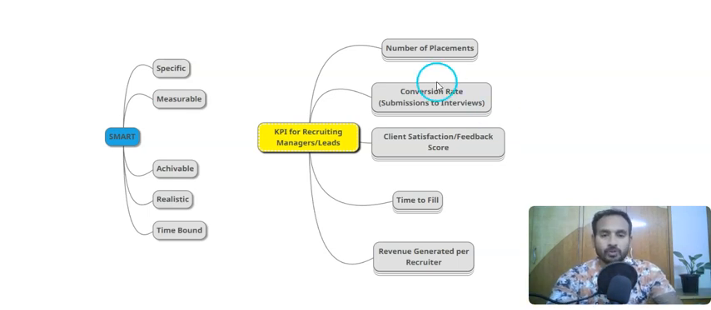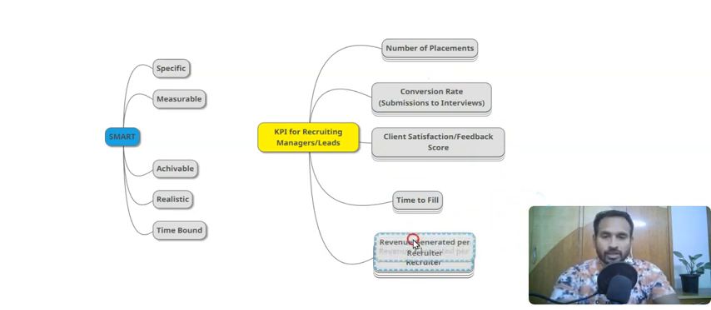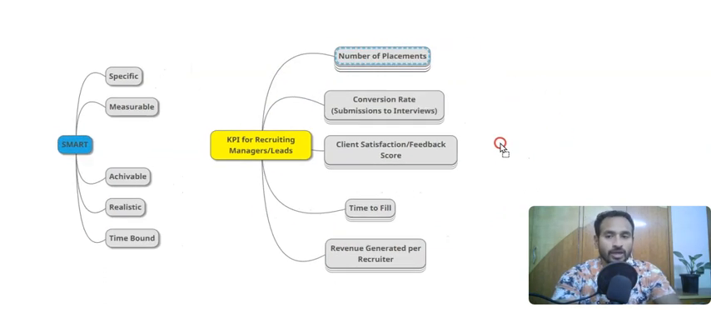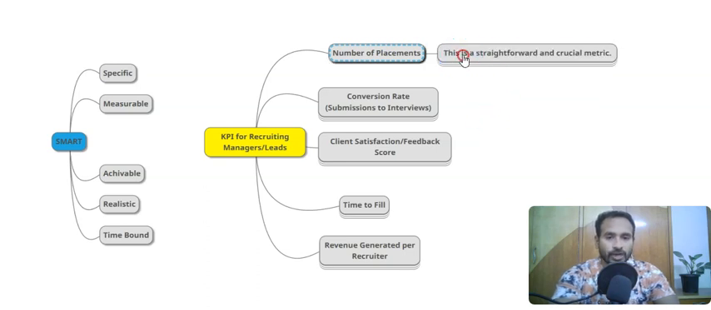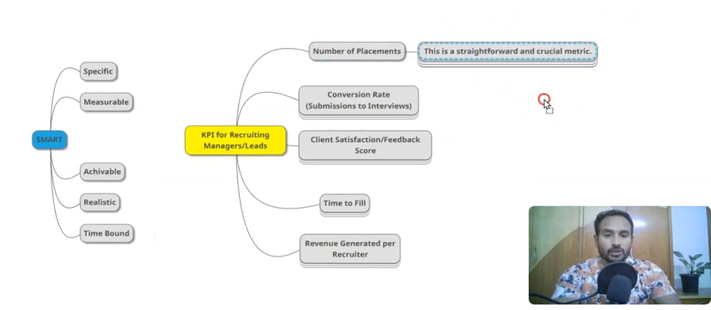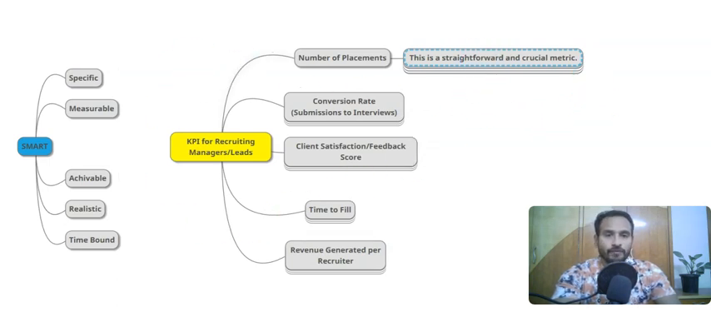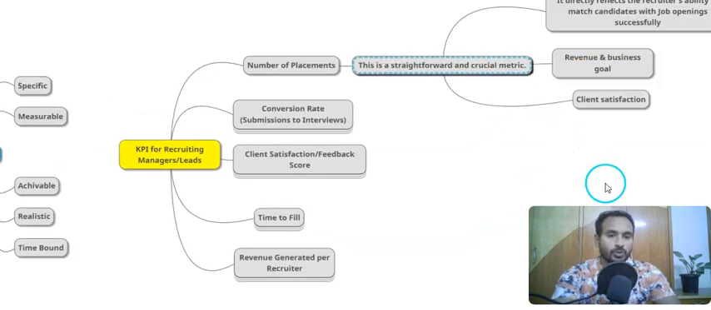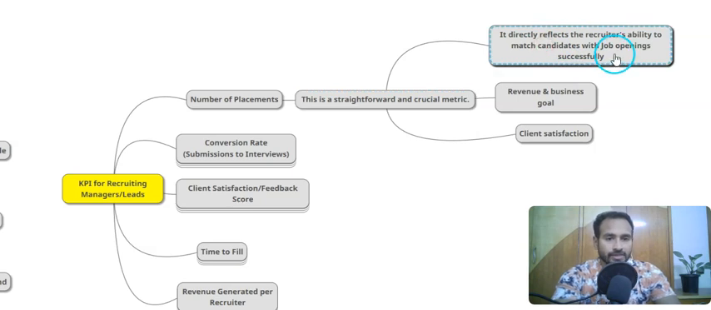All right, so let me share why these can be KPI measures that help your team get to the next level. Number of placements: why should we look at it? This is a straightforward thing, and it is a crucial metric in recruiting. When you add number of placements to your KPIs, there are 3 things you will understand. One, it directly reflects the recruiter's ability to match candidates with job openings successfully, revenue and business goal, and client satisfaction. So with this one thing, you are able to capture all 3.